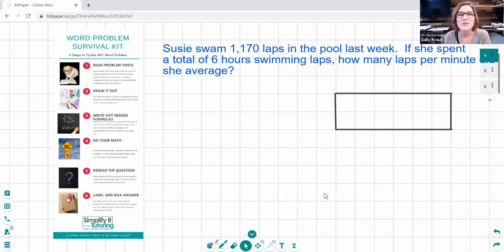Hey, everybody. So now we're going to put all of those tools that you've just been given in your ebook to use. How do these work with word problems? Let's figure it out.